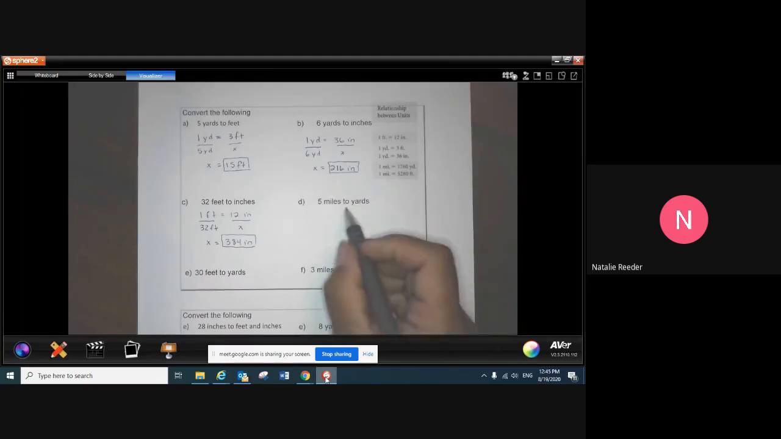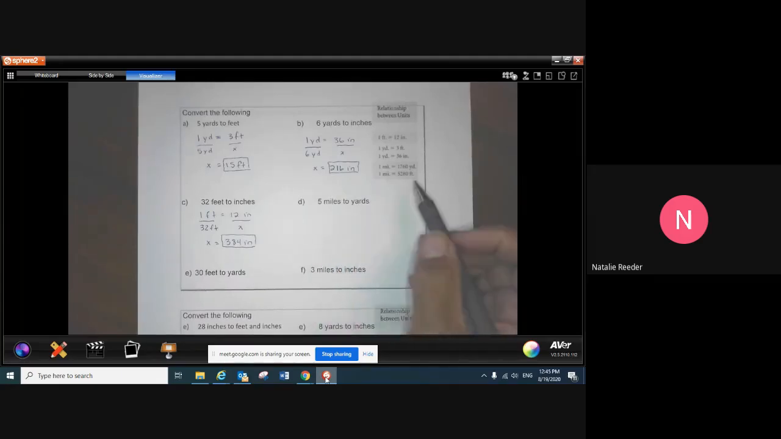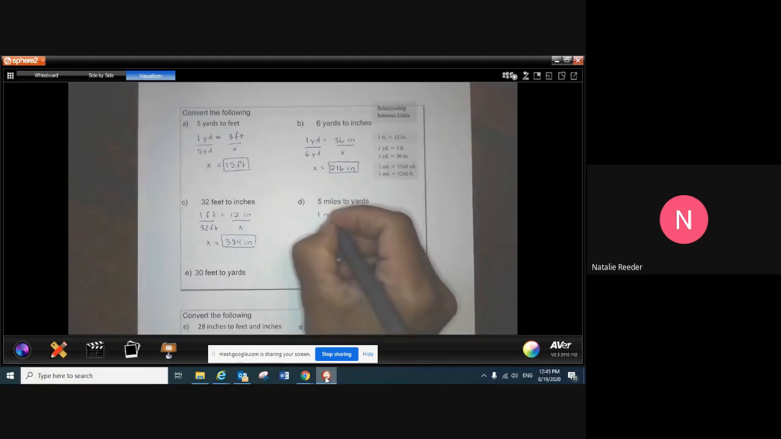Now, 5 miles to yards. So the conversion factor we want to take here is this one. It's 1 mile is equal to 1,760 yards. So let's start by writing that down.